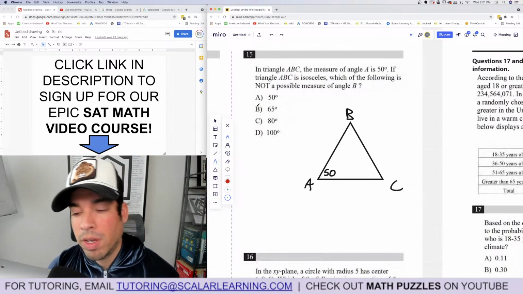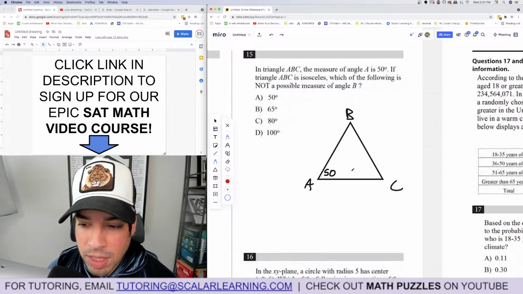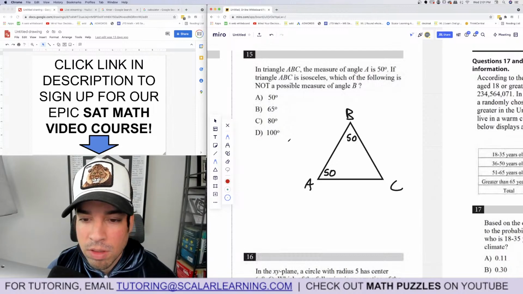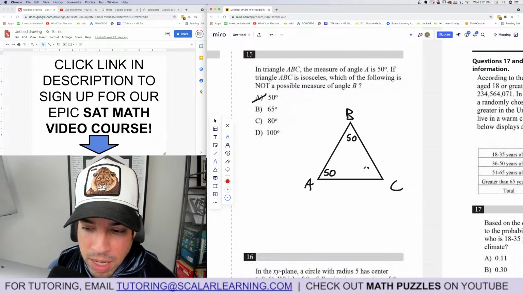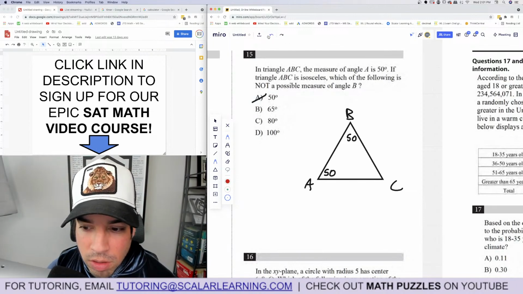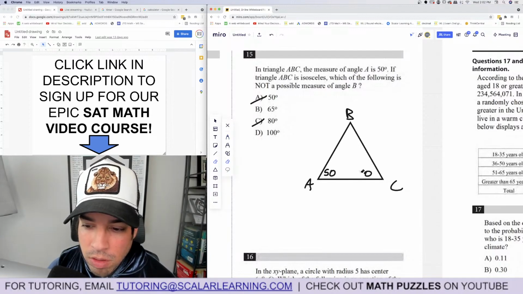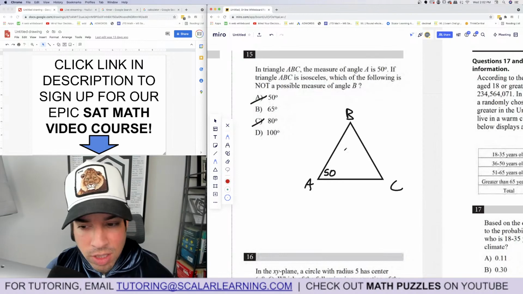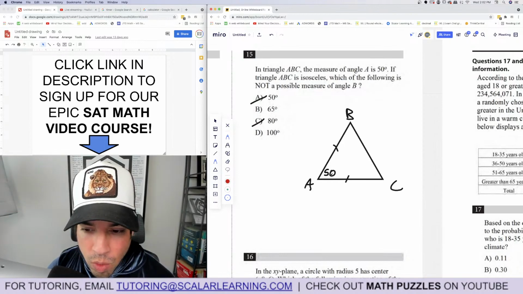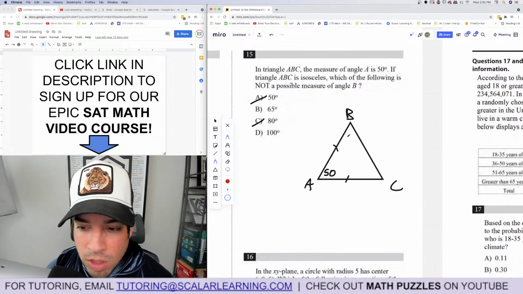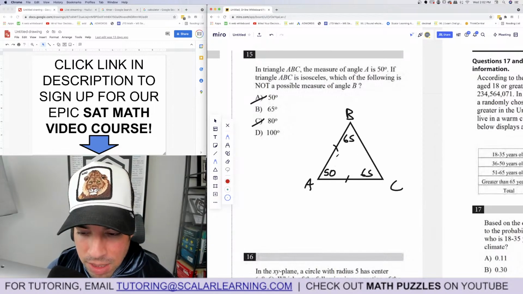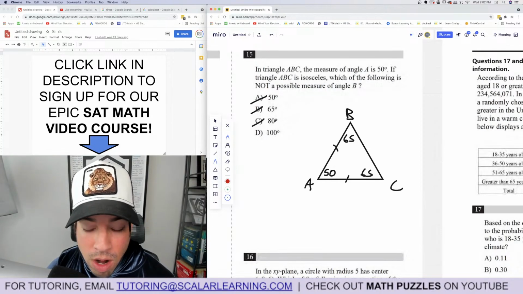Okay, I got it. So if these two are equal, B would be 50. So this is a possible measure, because then that would be 80. Or this is the 50-degree angle, and B is 80. So that's out. Or these are the equal angles, and these are the equal sides, meaning 130 is the remaining angles divided by 2. So then these would be 65. So that's also out. So 100 is not possible.